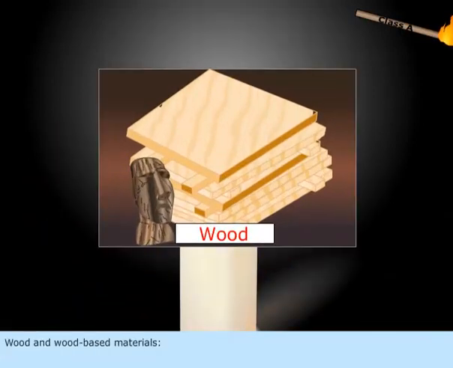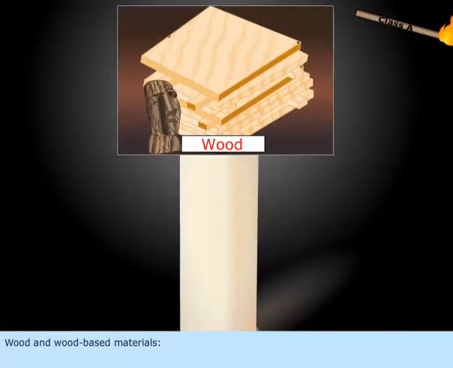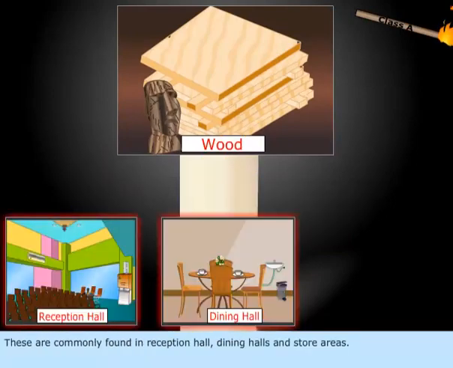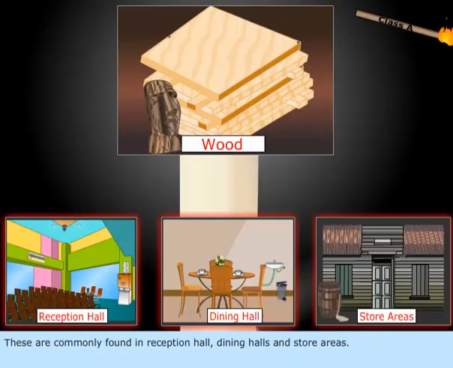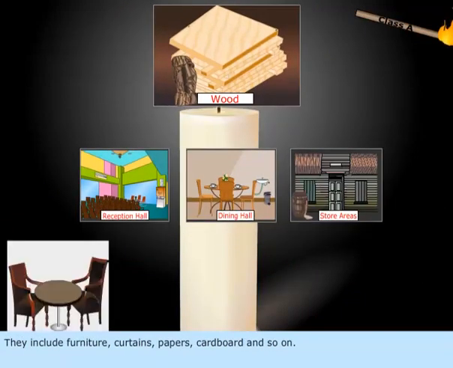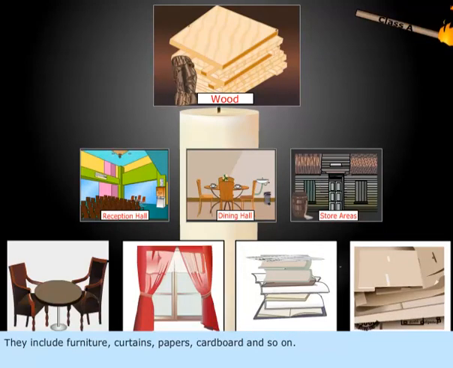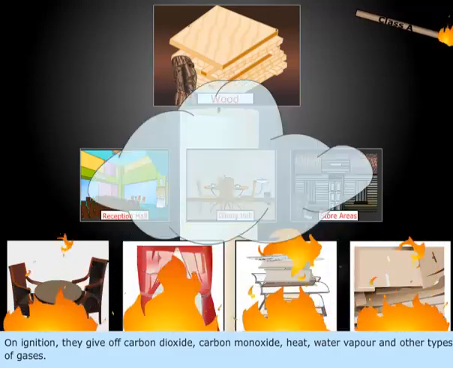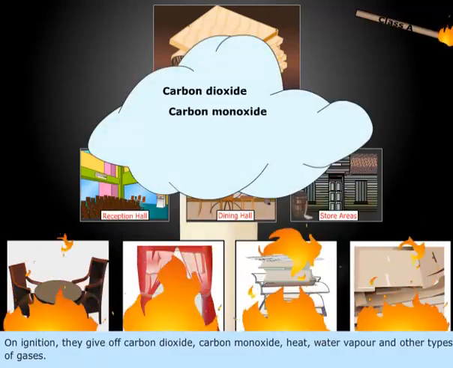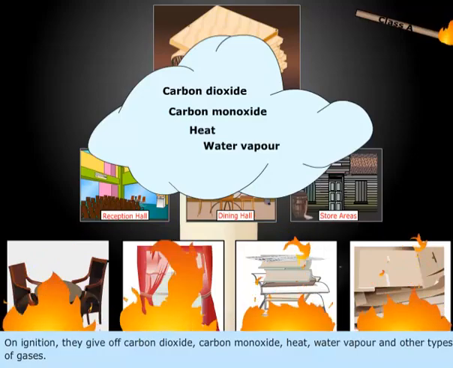Wood and wood-based materials. These are commonly found in reception halls, dining halls, and store areas. They include furniture, curtains, papers, cardboard, and so on. On ignition, they give off carbon dioxide, carbon monoxide, heat, water vapor, and other types of gases.